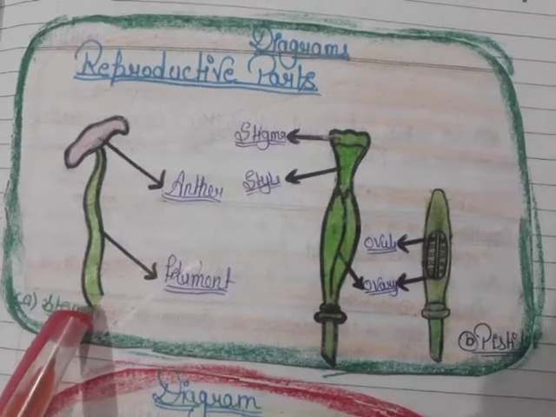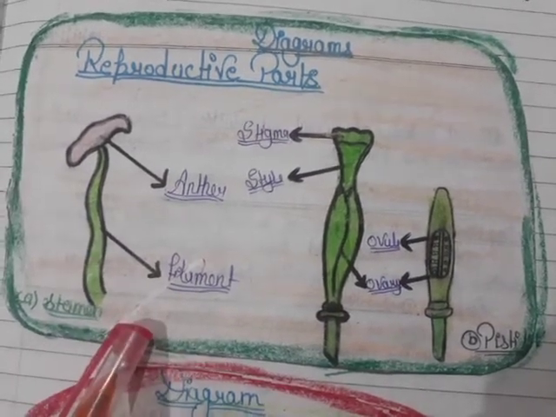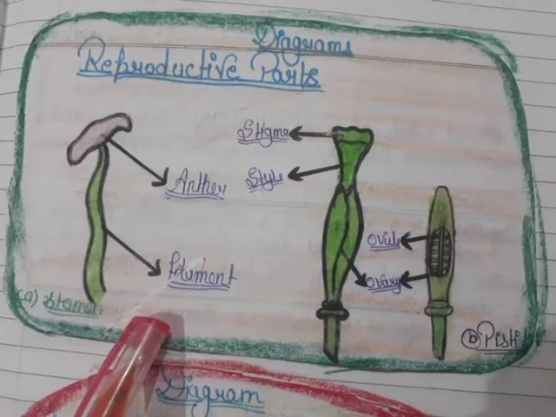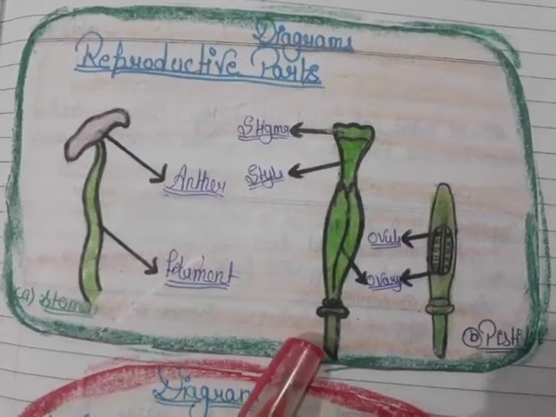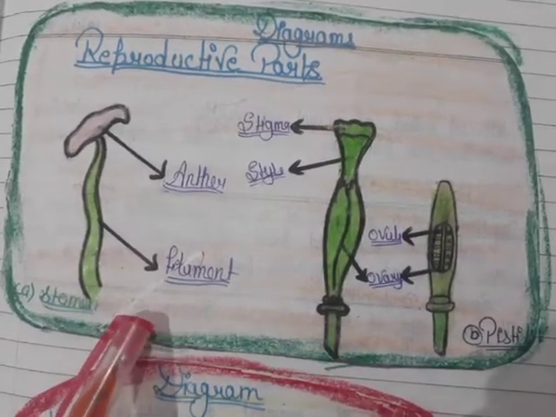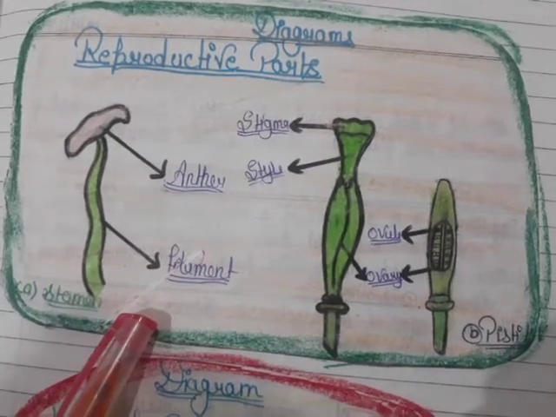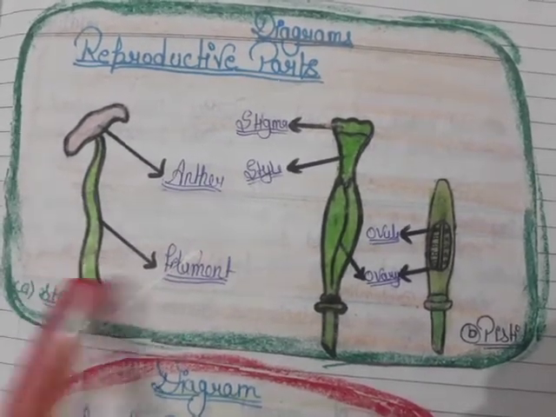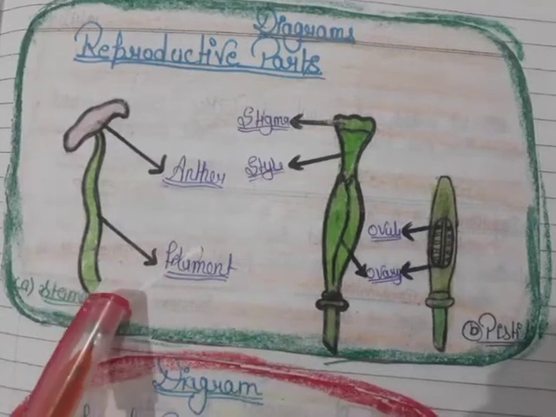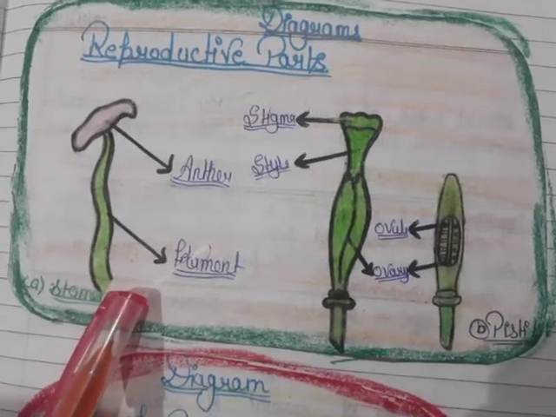Flowers are of two types. The flowers which contain either only the pistil or only the stamen are called unisexual flowers. The flowers which contain both stamen and pistil are called bisexual flowers.